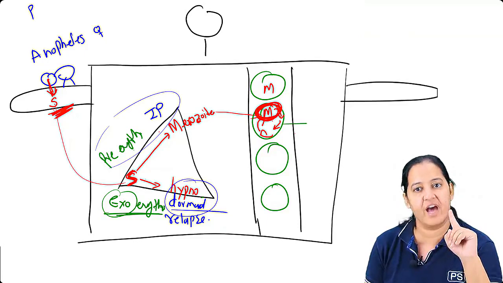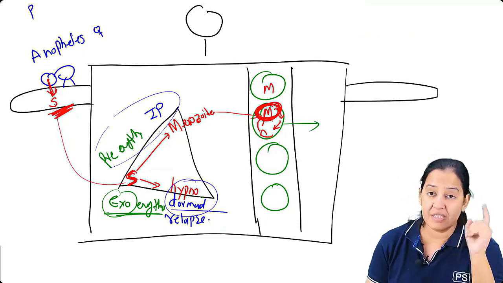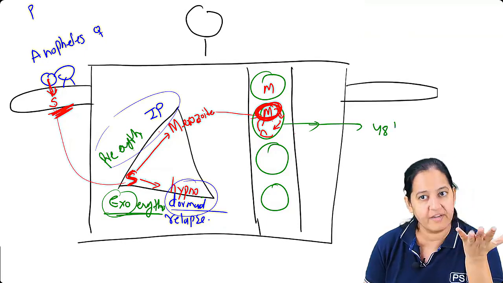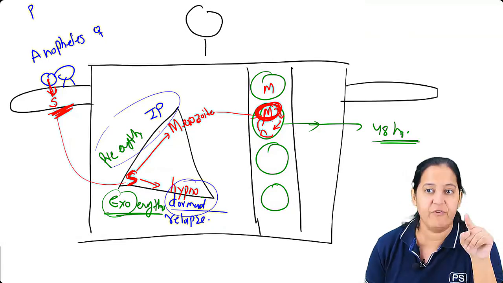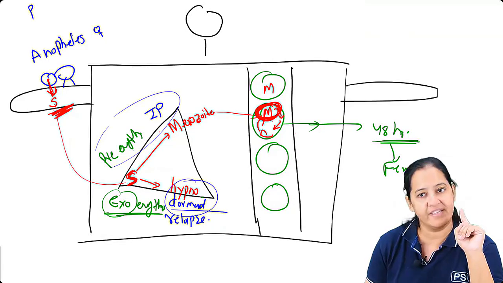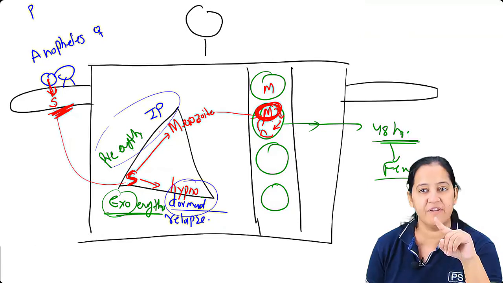After every cycle, RBC will rupture. This takes 48 hours, so every 48 hours, RBC rupture. Whenever the RBC rupture, every 48 hours, the patient has fever. At that time, fever is not continuous. In malaria, fever occurs every 48 hours.